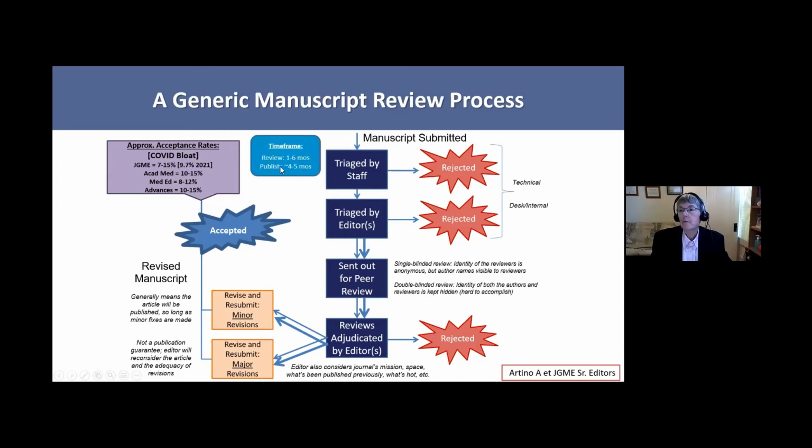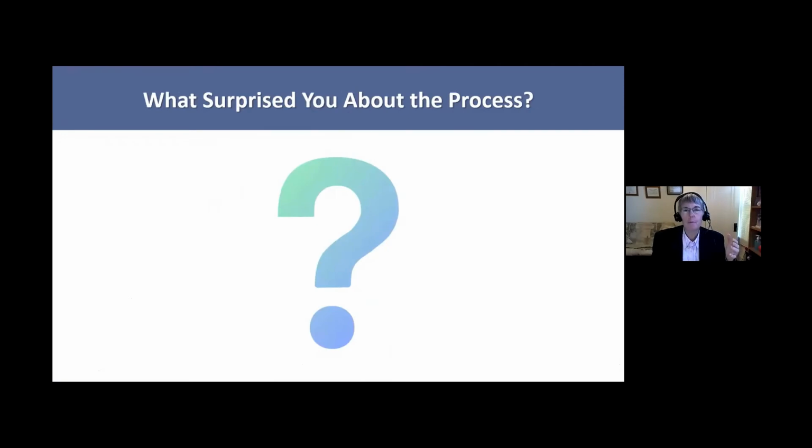So review is 1 to 6 and then publish. Our goal is to get everything that we accept from the moment it enters the system to publication in less than a year. Less than a month would be amazing, sorry, less than a year. So that's the generic manuscript review process. Are there things that surprise you about that? Not a lot of comments about what surprised in the chat.